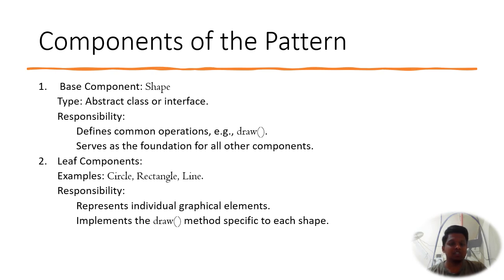The basic component is the shape type, an abstract class or interface. Its responsibility is to define common operations like drawing, and it serves as a foundation for all other components. Next is the leaf component. Examples are triangle, circle, and line. Its responsibility is to represent individual graphical elements, with a drawing method that specifies each shape.